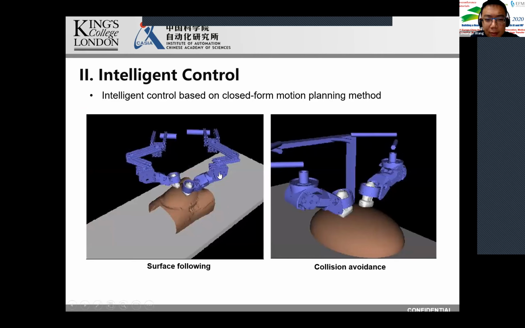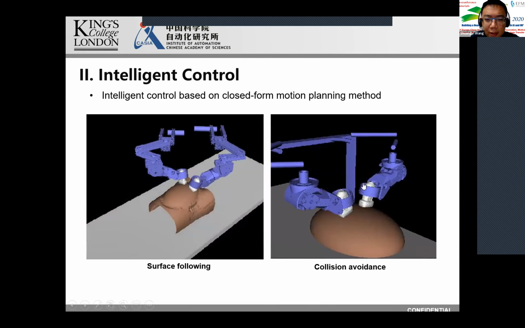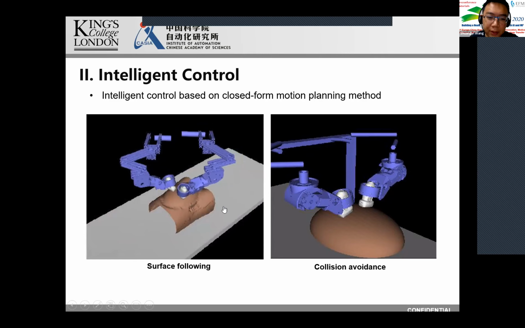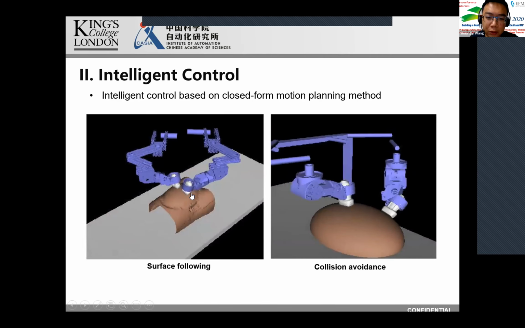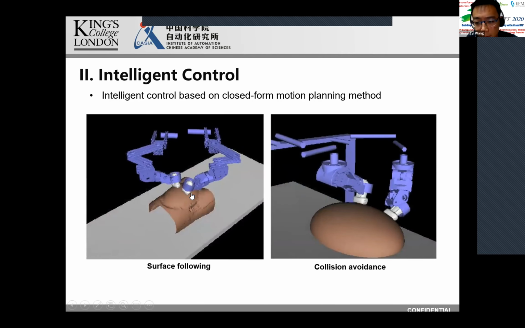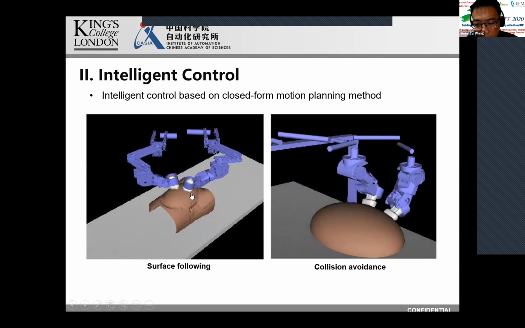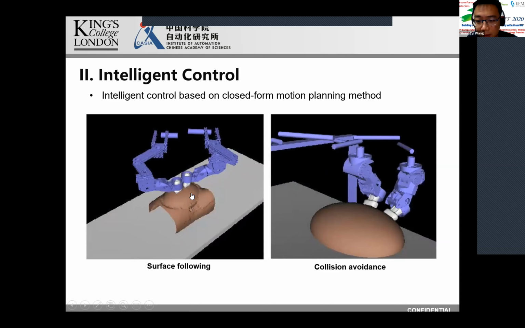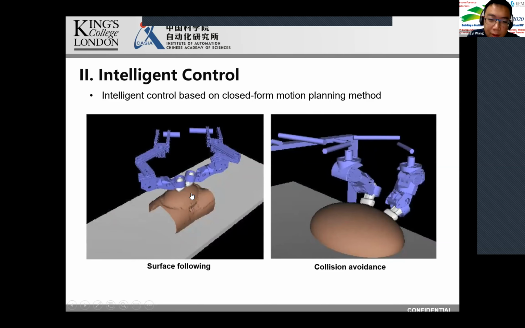And because of the complexity of the system, we need to solve lots of problems. For example, the motion planning: how the robot is going to follow the surface based on the trajectory that you define, and how the robot is going to avoid collision, as there are 2 probes. The last thing you want to see is the 2 arms colliding with each other.